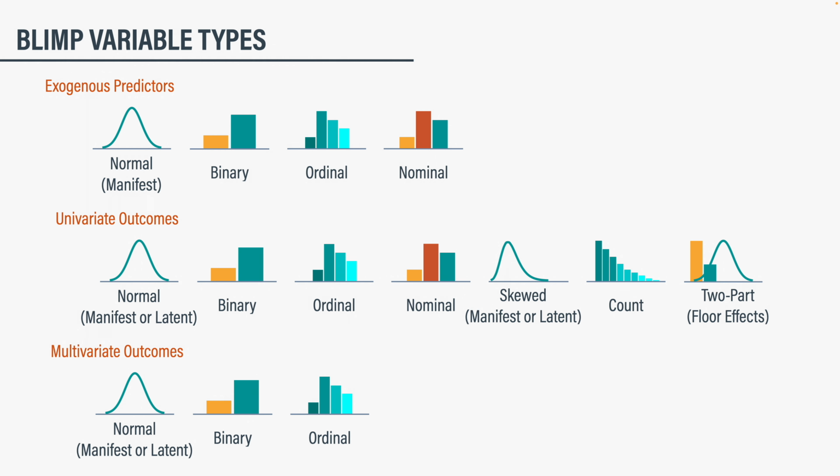I'll talk about multivariate outcomes in a few slides, and those too have a specific range of variable types that they can take on. So to make our life easy, we built Blimp so that it automatically constructs the background models for incomplete predictor variables. But there may be situations where you want to specify those distributions or models manually, and so let me show you how to do that.